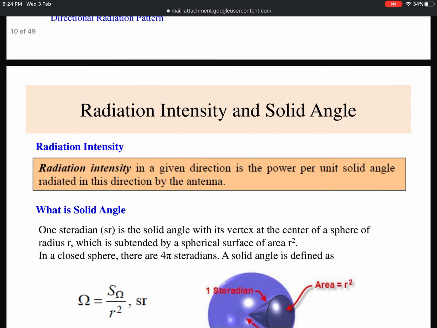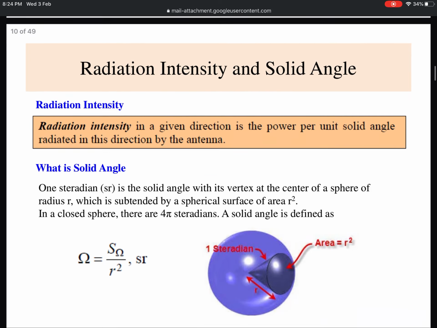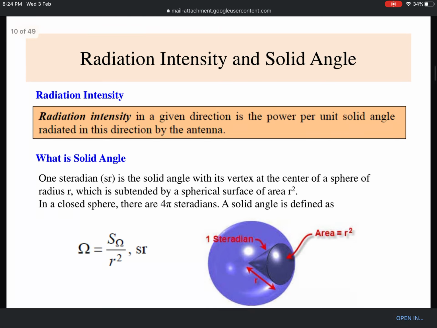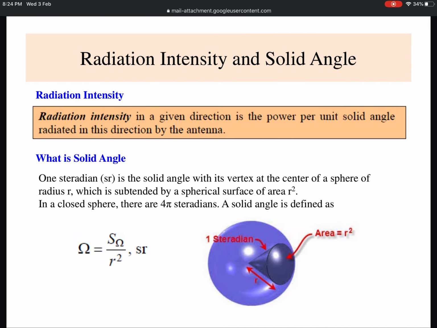Now, so far we have defined what the antenna parameters are. Now we will be defining some of the antenna parameters in a mathematical way. A very important and fundamental parameter of the radiation pattern is radiation intensity.